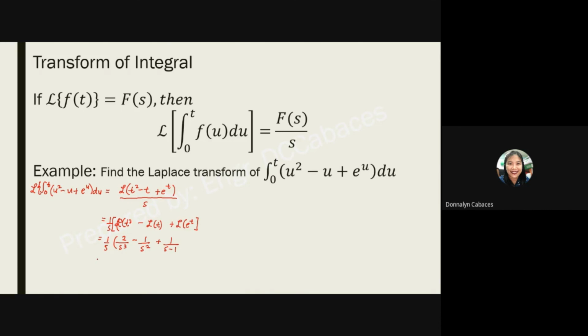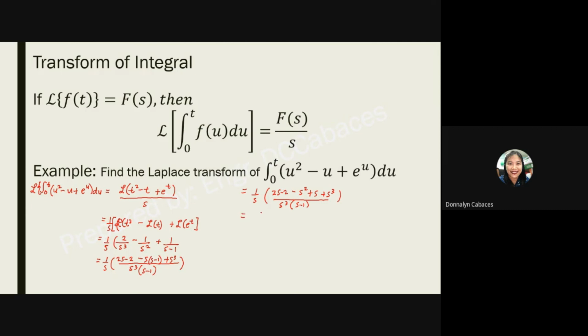Okay? And therefore, you can simplify. So 1 over s times, you have here your s cubed times s minus 1. So you have 2s minus 2, then you have minus s times s minus 1, then you have plus s cubed. So this would be equal to 1 over s times 2s minus 2. Simplifying, you have 2s minus 2 minus, that would be s squared, plus s cubed, all over s cubed times s minus 1.